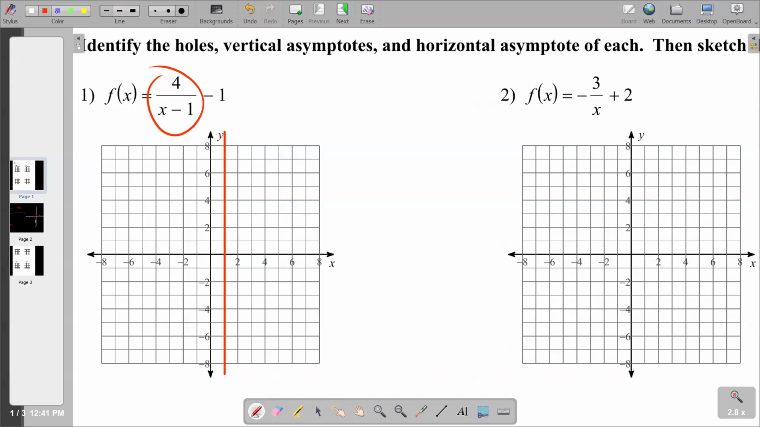However, there is a vertical shift at the end of this function of -1. Where does the graph move to? Down 1. Therefore, there is a horizontal asymptote right there at down 1.